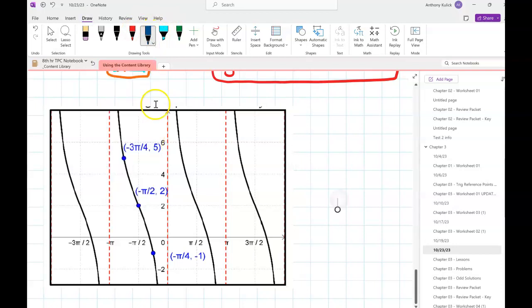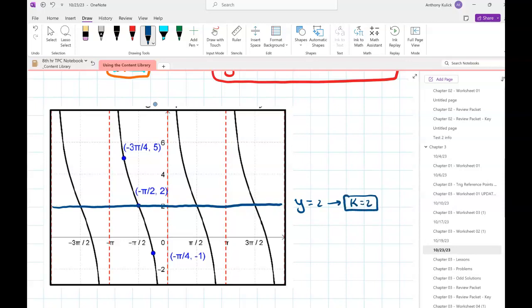All right. First things first, we find the midline. So that's here. So far, so good.